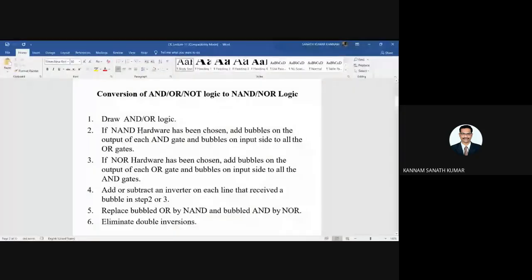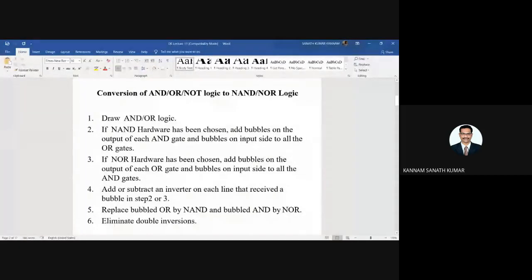I'm sharing this. Here, if you see, this is the procedure. You have to draw the AND-OR logic. If it is NAND hardware, you add bubbles on the output of the AND gate and on the input side of the OR gate. If a NOR gate is chosen, you should add the bubbles on the output of the OR gate, and add bubbles on the input side of the AND gate. This is when you choose NOR logic.